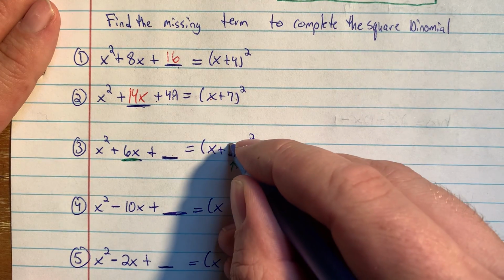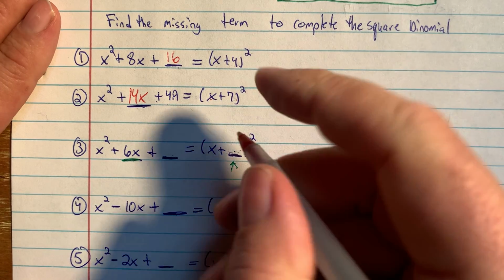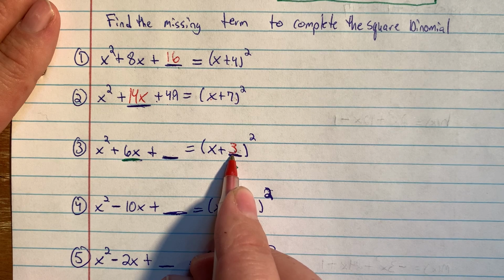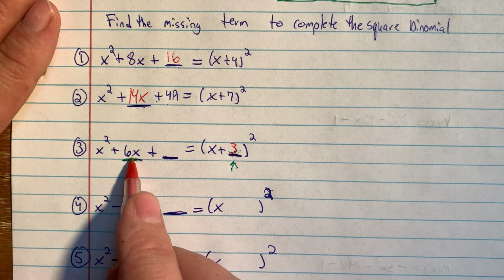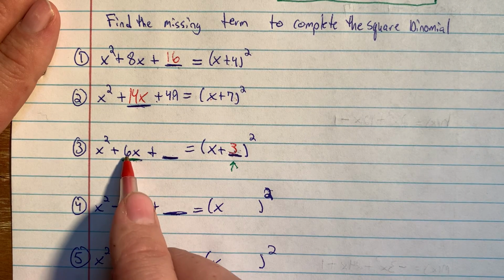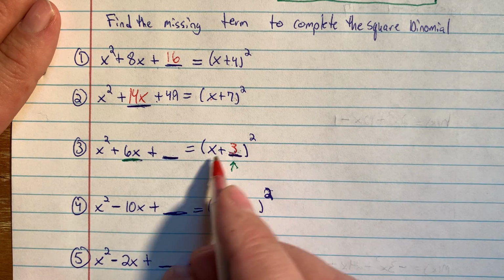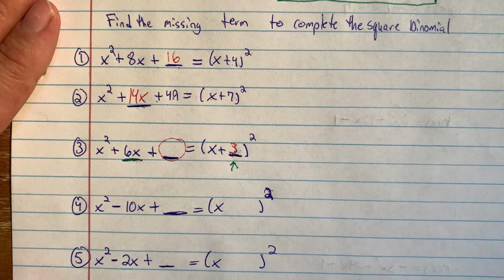Well, it's 3, right? Because when you multiply 3 times x, that's 3x, doubled is 6x. So this needed to be a 3. An easy way to do it if you only have this one is to just divide this by 2. Whatever this middle one is, divide it by 2, and that's what number needs to go there. So x plus 3 squared. And now we can figure out what this missing number is.